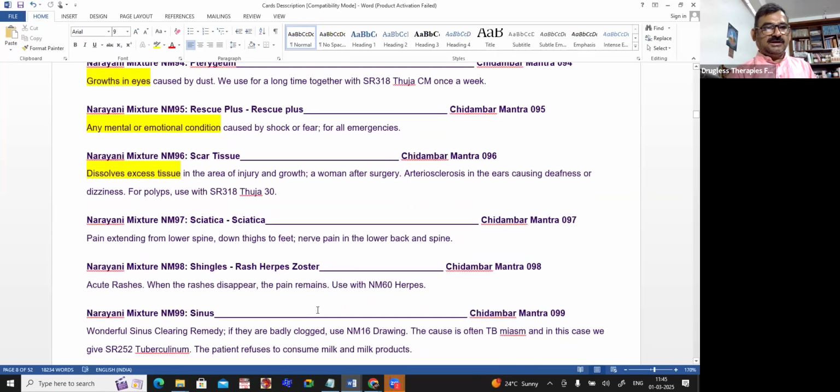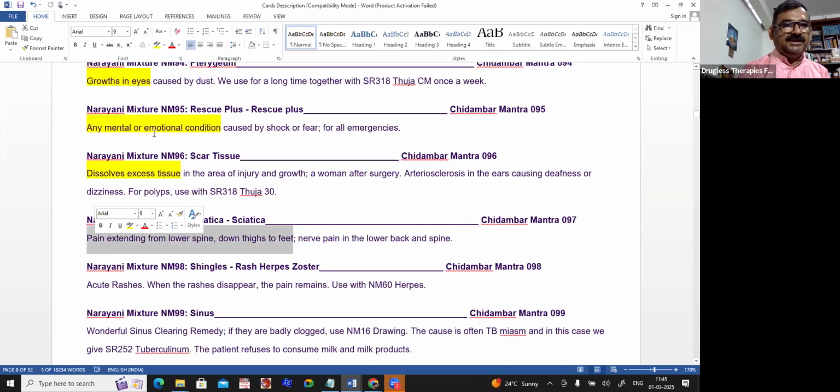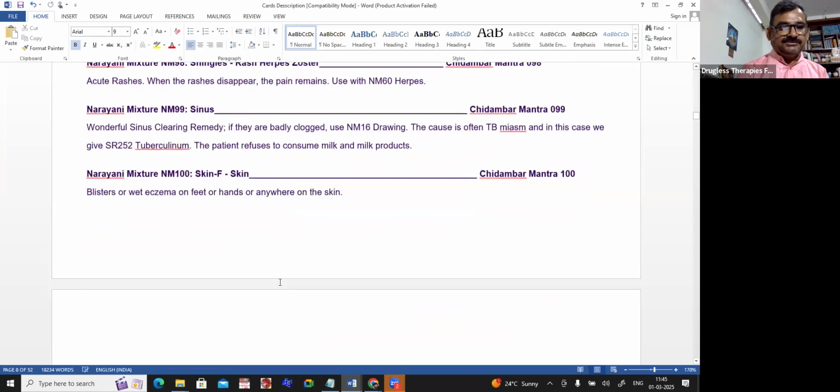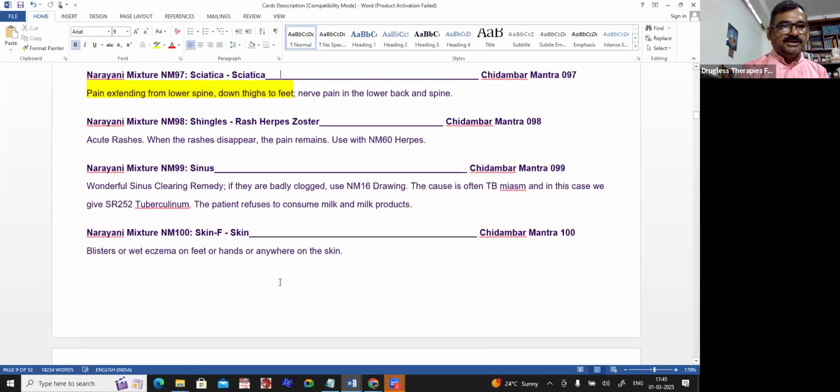Sciatica is a nerve pain from the back to the feet, called the sciatic nerve. If you find that pain in the patient, whether it is sciatica, no need to see anything else, you can give this and that problem will be solved. Acute rashes: only one case in my 25 years I gave this remedy and it worked very well.